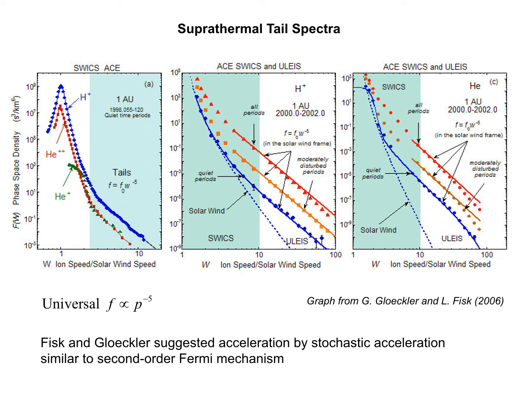Most times, we observe that the superthermal tail has a power law. They have a p to the minus 5 distribution function. This is called a common spectrum of superthermal particles. The origin of this p to the minus 5 spectrum is not clear. Fisk and Gloeckler suggest the acceleration of these superthermal tail particles using stochastic acceleration by compressible turbulence.